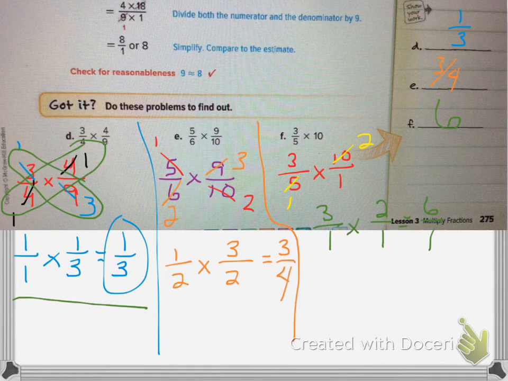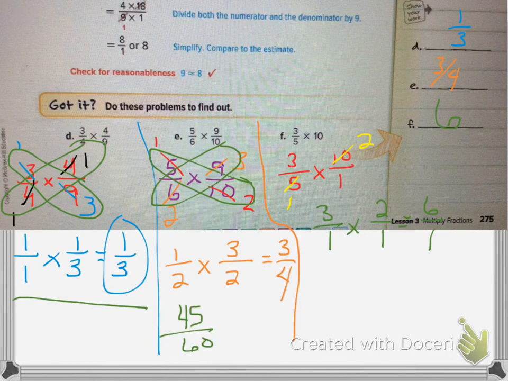Okay? Letter E, I looked. I knew 5 could go into 5 once. It could go into 10 twice. Then I looked again, and I knew that 3 could go into both of them. Okay? You have your factor t's. Use them. So then I knew 3 could go into 6 twice, and 3 could go into 9 3 times. If we don't simplify this one within the problem, we end up with 45 over 60. Okay? Those are really big numbers to try and simplify. You're most likely going to make a mistake. Simplify within the problem. Save yourself that headache.